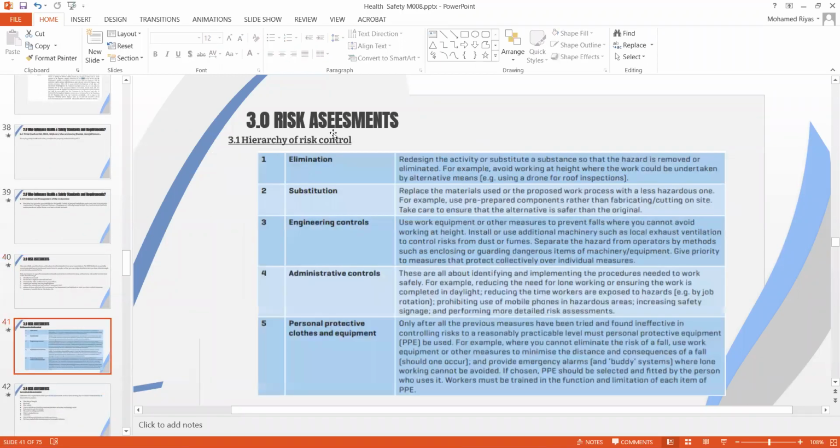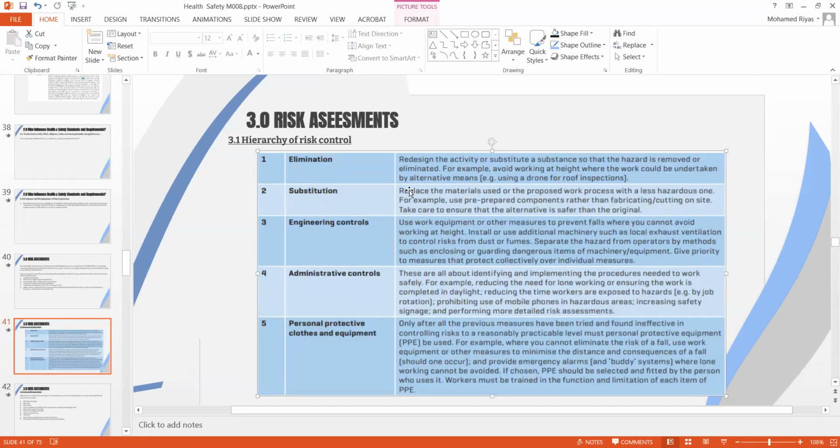Then we have the hierarchy of risk control. Hierarchy of risk control is simply how the risk could be controlled. The first category, again, whatever we're discussing here is purely RICS standards, and there might be a different hierarchy of risk control when you read different books and other materials, but we are now following RICS accordingly.